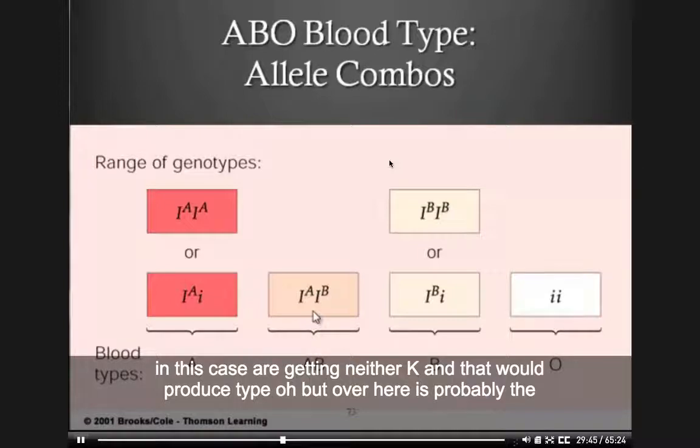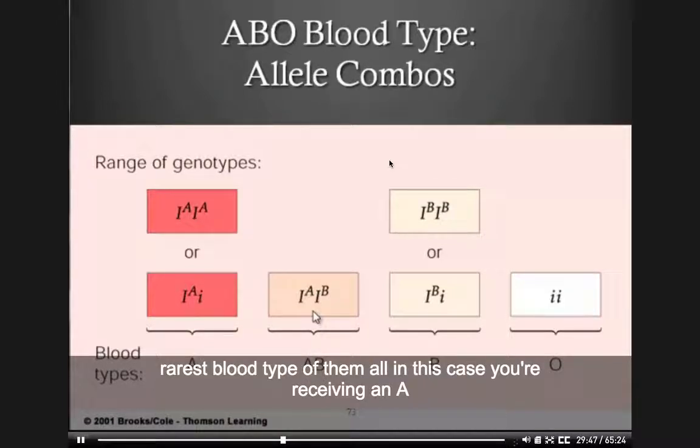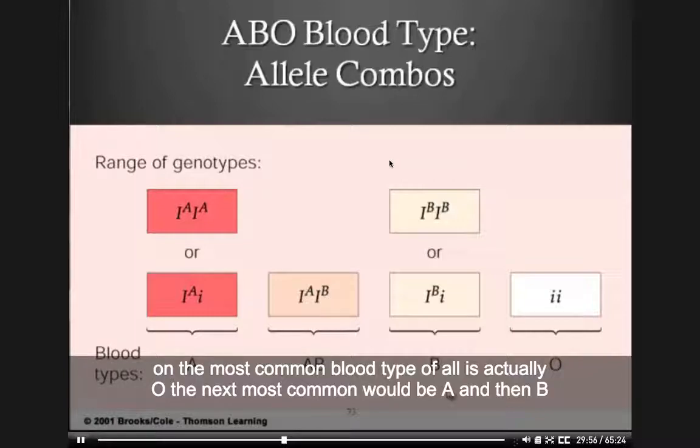But over here is probably the rarest blood type of them all. In this case, you're receiving an A, and from the other parent, you're receiving a B. The most common blood type of all is actually O. The next most common would be A.